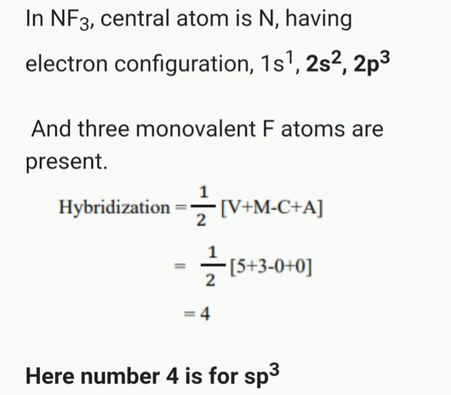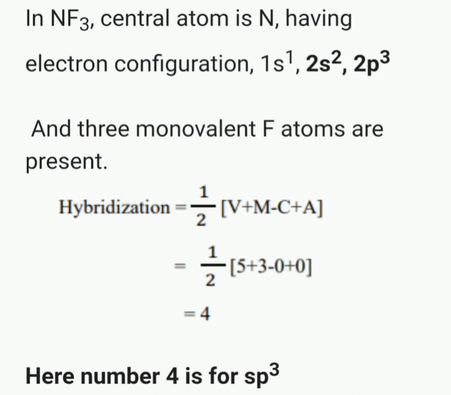And N has 3 atoms which have to be attached, that is 3 F. So the number of monovalent atoms will be 3. So in place of M, we put 3. As NF3 has neither positive charge nor negative charge, the charge on cation is 0, and the charge on anion is also 0.